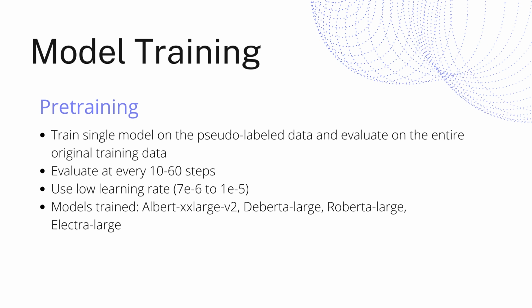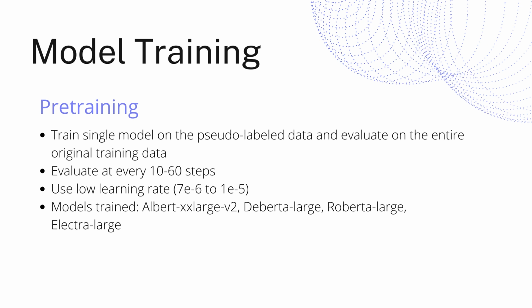Here, we train a model on the pseudo-label data and then evaluate on the entire original training set. Here, we evaluate at every 10 to 60 steps. Steps here doesn't refer to epochs. It rather refers to batches. For example, suppose I specify a batch size and get a total of 100 batches. I evaluate on the validation set after every 10 batches in case my evaluation steps are 10.